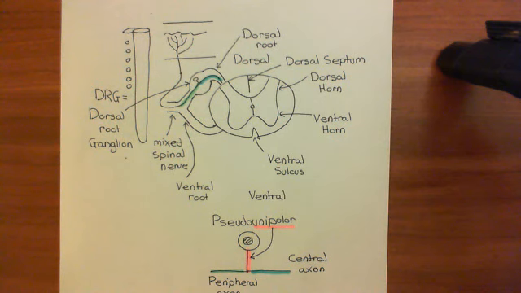Okay, so we'll call it there for this video, and in the next video we'll discuss the Rexed lamina, and we'll then discuss where the central process of this nociceptor is going to go to in the grey matter of the spinal cord.